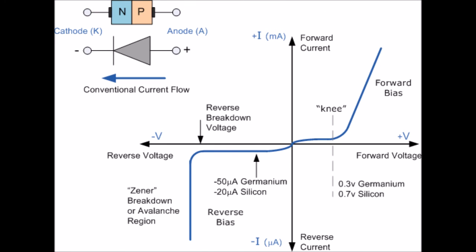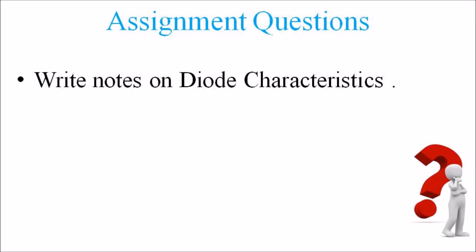So dear students, these are the basic characteristics of a diode relating to forward characteristic, reverse characteristic and temperature dependent characteristic. So dear students, hope you had understood.